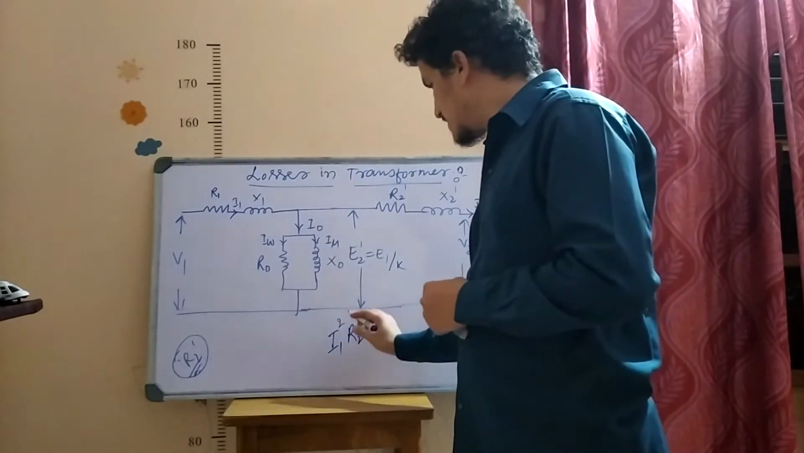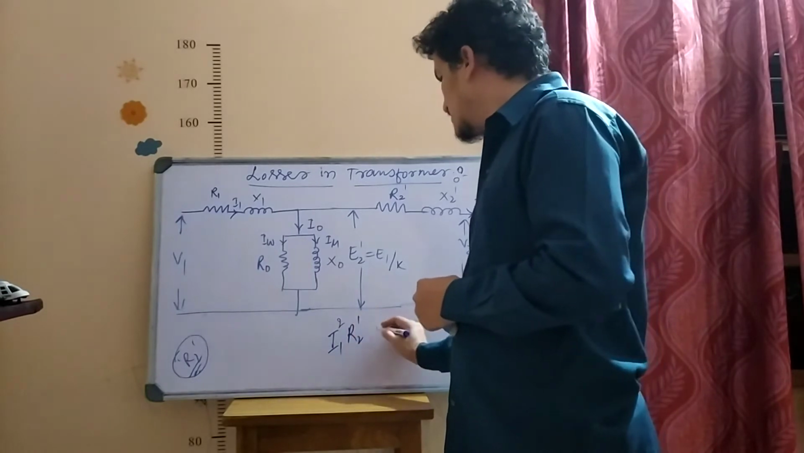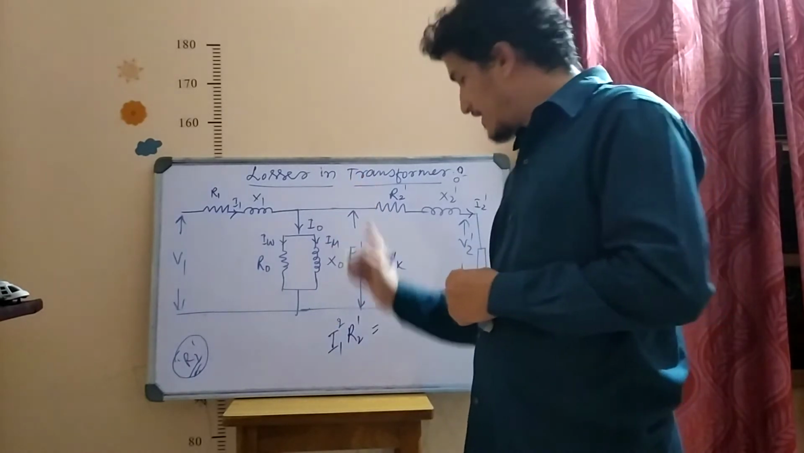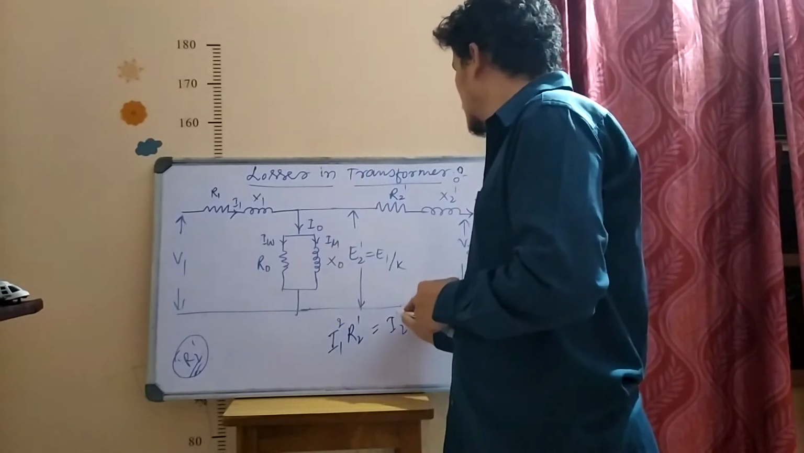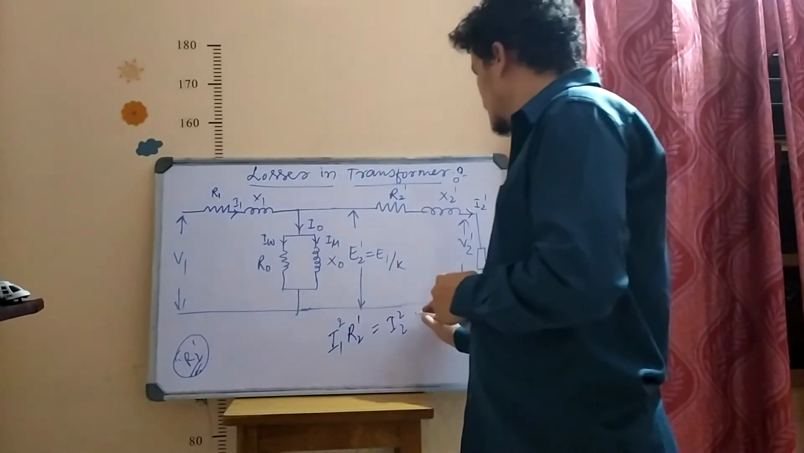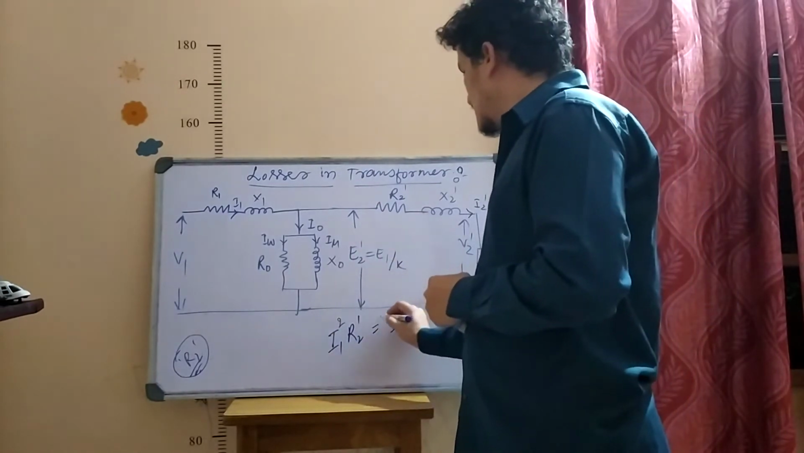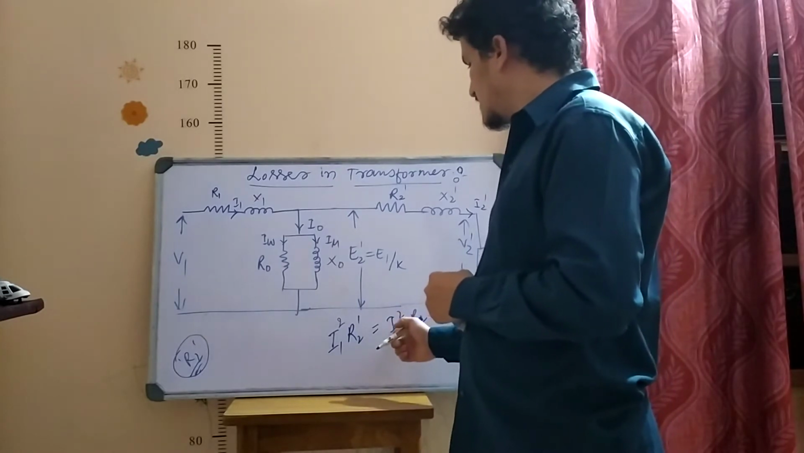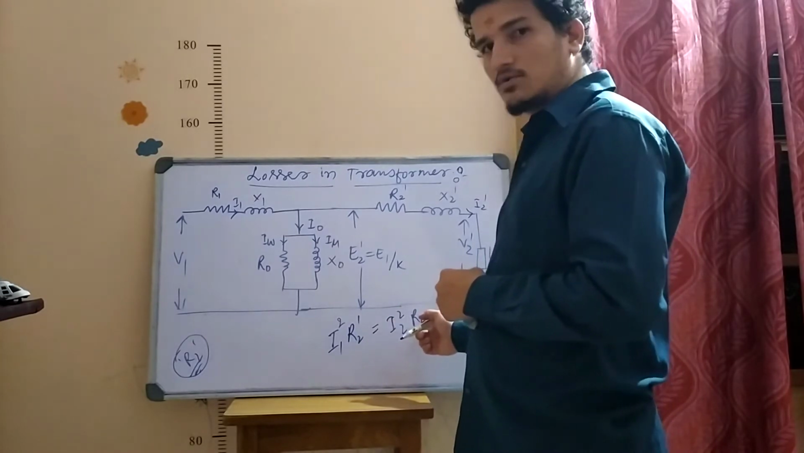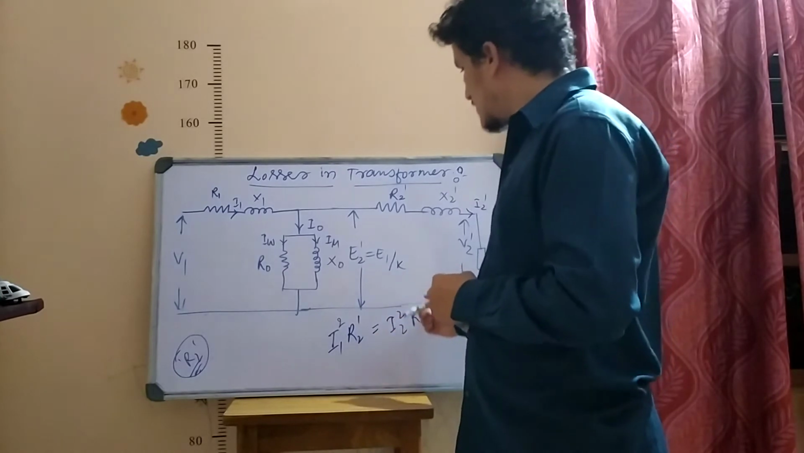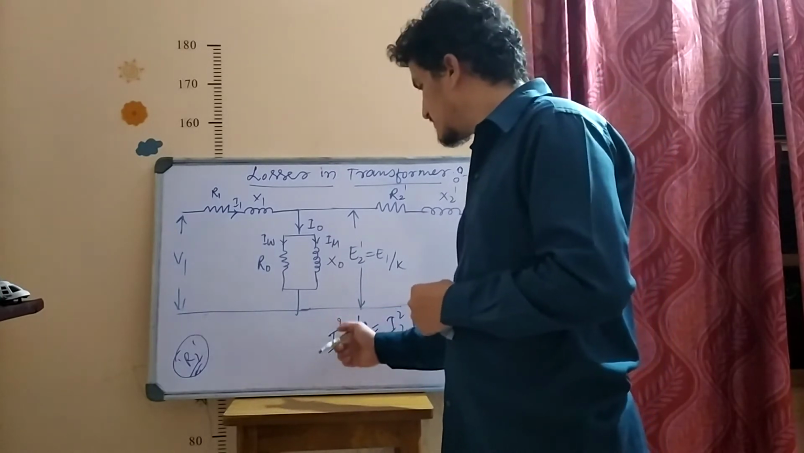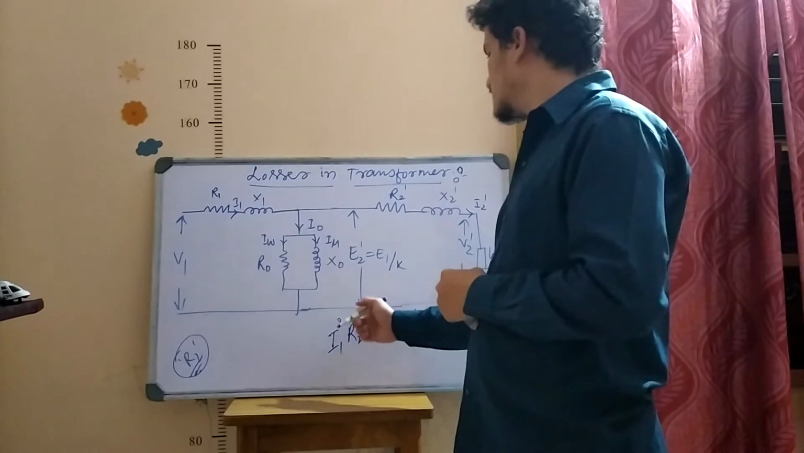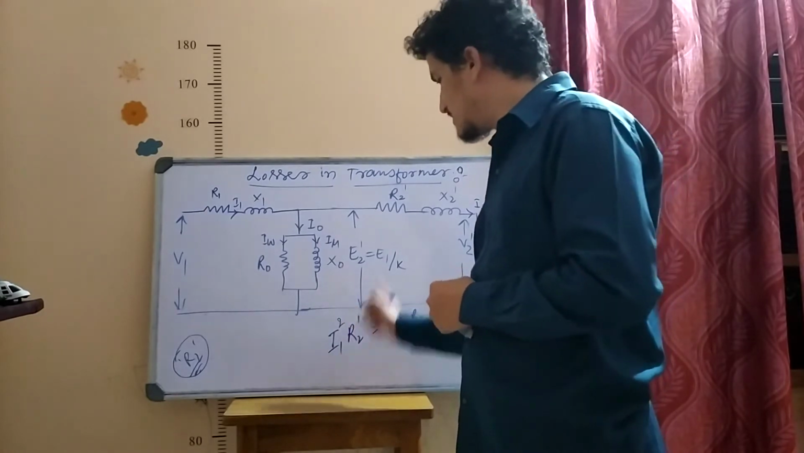So I1 square R2 dash must be equal to I2 square into actual R2. This is the actual transformer secondary circuit. When a secondary current I2 flows through the R2, the same amount of copper loss should take place if a primary current I1 flows through this R2 dash. This is the equivalent resistance.